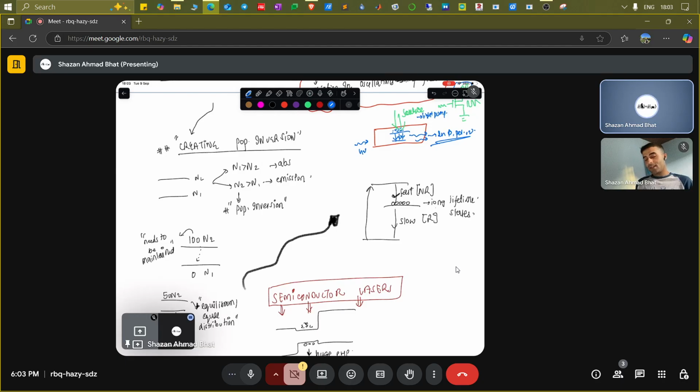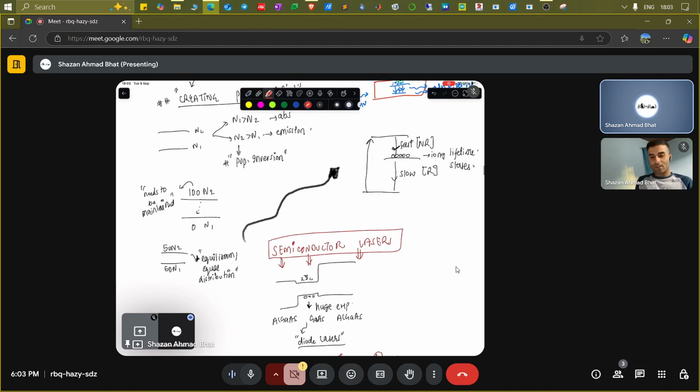So why is it difficult? Because it is difficult to sustain the excited state population in a system. Let's say, for example, you have 100 electrons in the upper level and 0 electrons in the lower level. They will try to equalize the system. They will try to make it 50-50. And once they do so, they won't give rise to any photons.